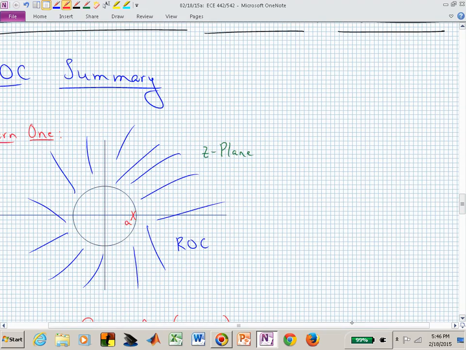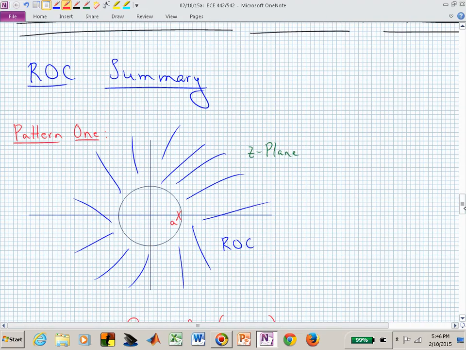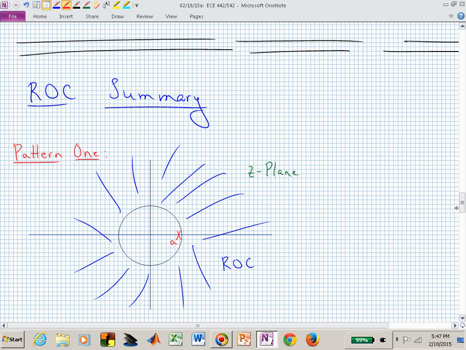We really have only 3 patterns to worry about. With this pattern, what's our behavior? Is it causal, anti-causal, or two-sided for this pattern? Irrespective of where A is, right? Independent of A, this you can now say is causal.